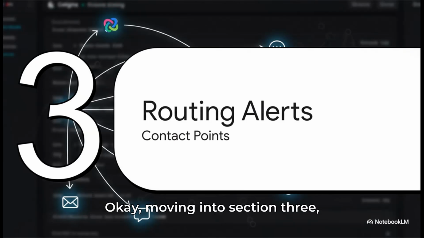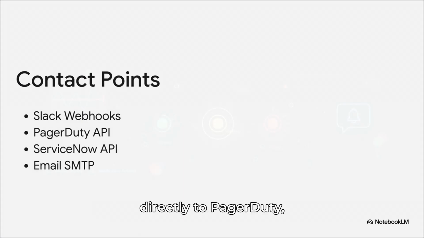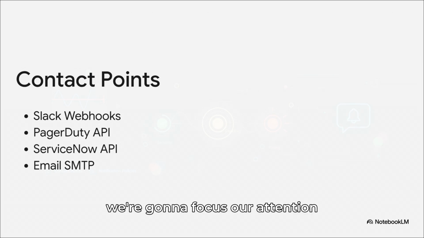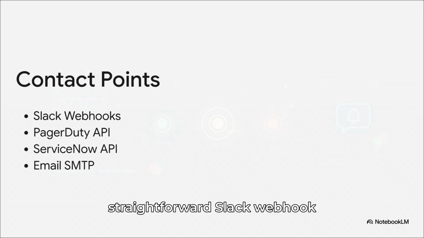Okay, moving into Section 3, contact points and routing. A really defining feature of unified alerting is the complete decoupling of the alerts themselves from their final destinations. You've got quite a few options here for contact point integrations. You can route things directly to PagerDuty, fire off a classic email, or even send advanced payloads to a ServiceNow REST API. But for our scenario today, we're going to focus our attention right at the top of the list, setting up a straightforward Slack webhook for our specific incident response chat ops.